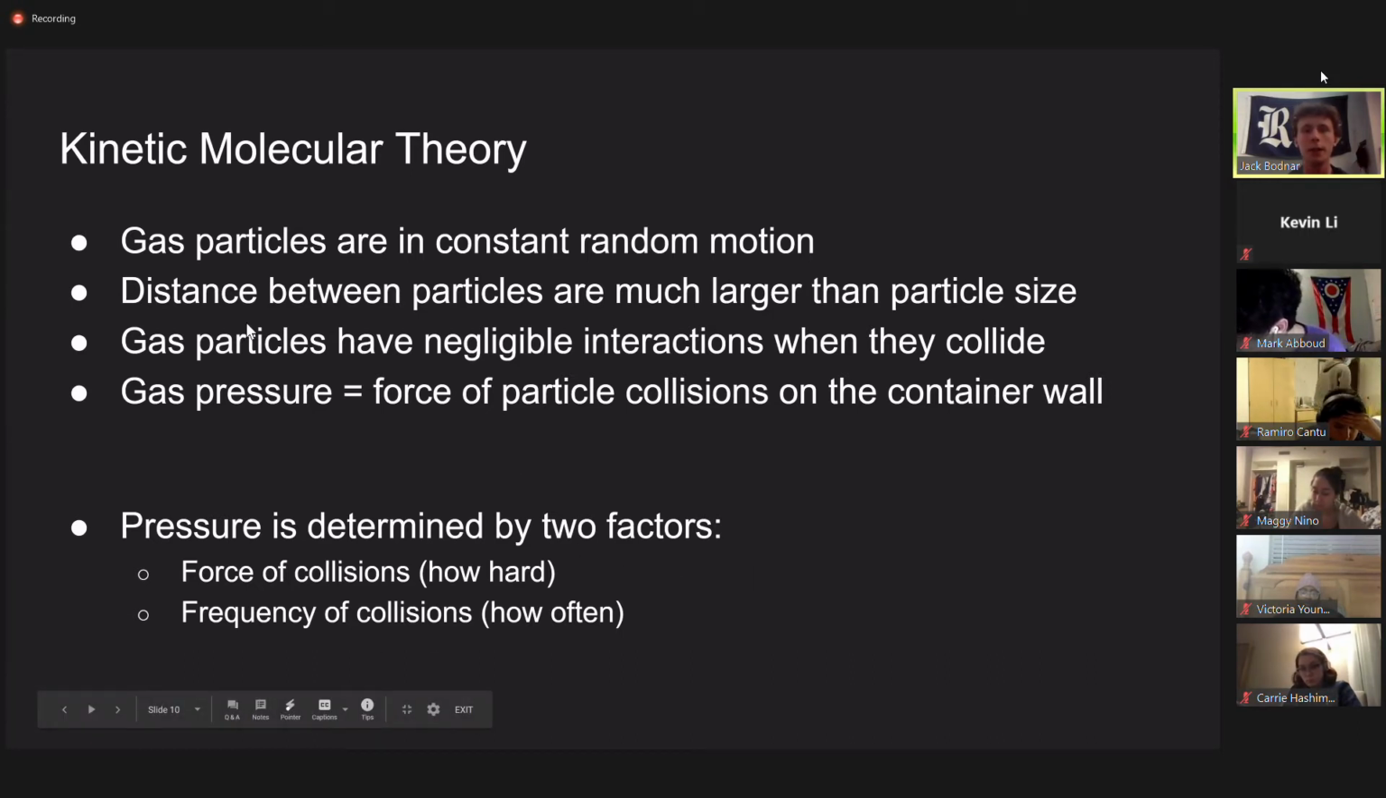So anytime you guys see on the test using kinetic molecular theory, chances are we're looking for something about the force of collisions and the frequency of collisions. So if you can tie those 2 things back to whatever the question may be asking, you'll probably be in really good shape.